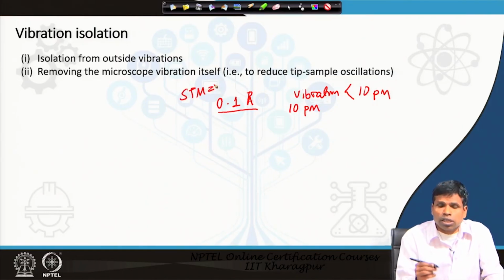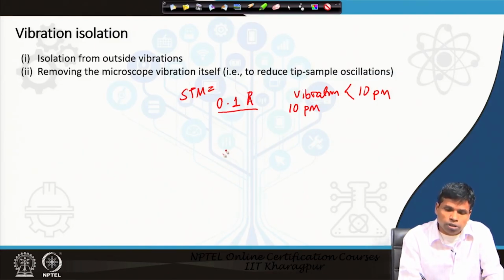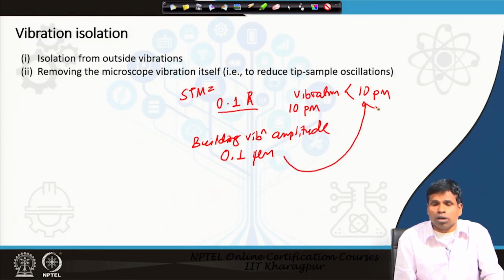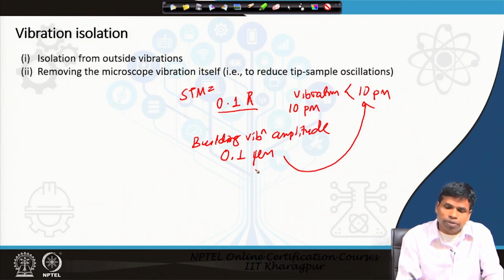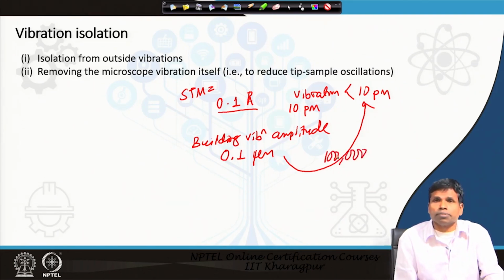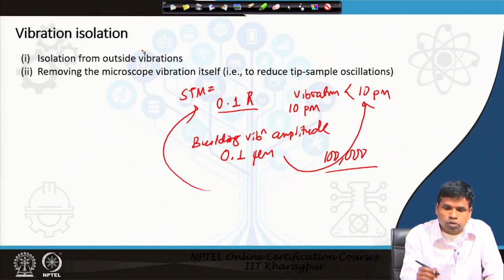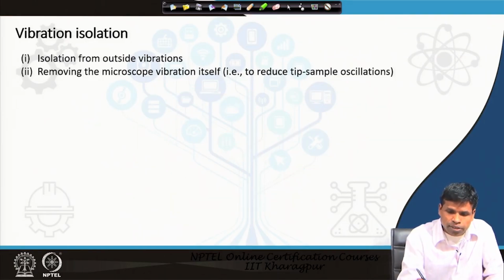Normally, the amplitude of building vibration is around 0.1 micrometer. If we want a vibration of the system at the level we need, then we must reduce this building vibration by about 100,000 times. So, it is not an easy task, but it has to be done to get data at this scale. So, how is it done? First, we have to isolate the system from outside vibration. First we will discuss how that can be done.